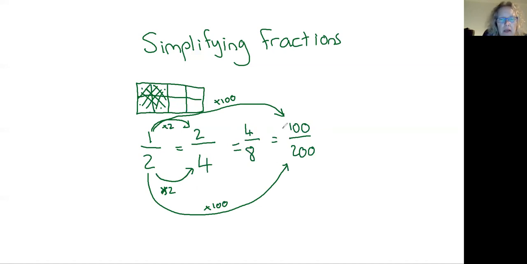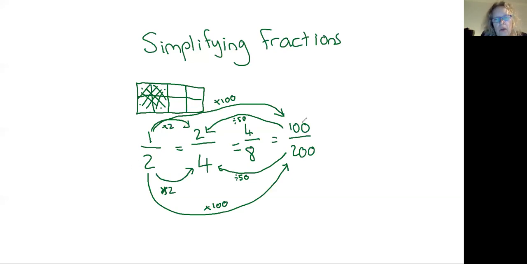If I divide 100 by 50, I get to this fraction. 100 divided by 50 is 2. 200 divided by 50 is 4. So you can go backwards and forwards; as long as you're multiplying or dividing the numerator and the denominator by the same amount, you've got a fraction that's equivalent.